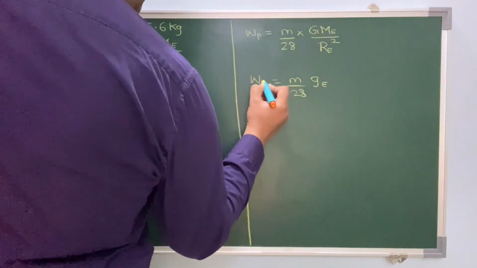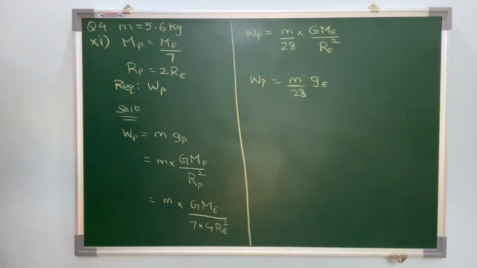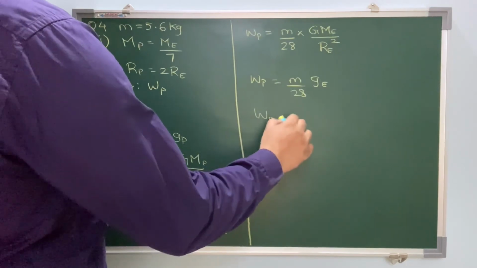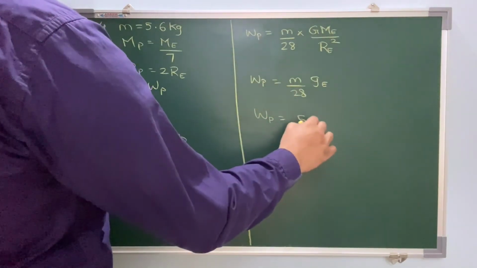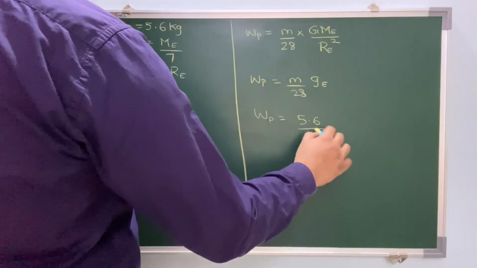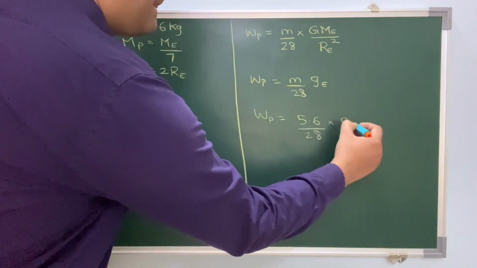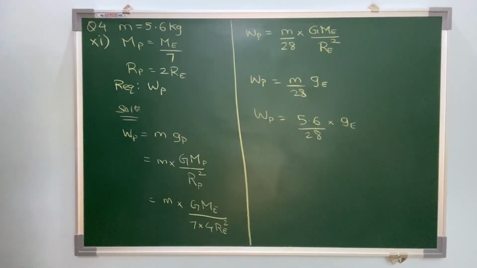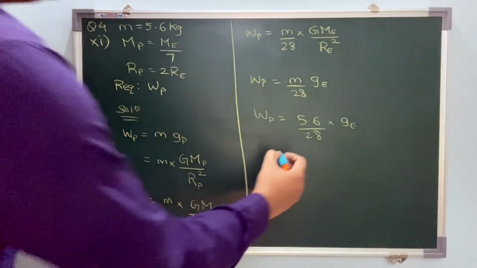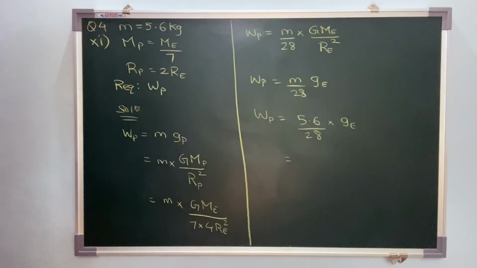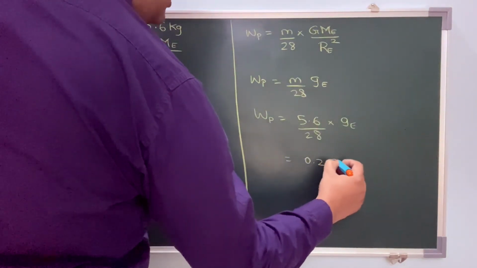Okay, so till this point the question is similar to what we have done in the previous lecture. Now if you check the answer they have given in the textbook, the answer is given in terms of kg weight. So what does this term kg weight mean? Let us substitute the value of small m. I'm going to get 5.6 divided by 28 times g_E. Let's calculate 5.6 divided by 28. It's a simple division, 28 2s are 56, so this is going to be 0.2 times g_E.